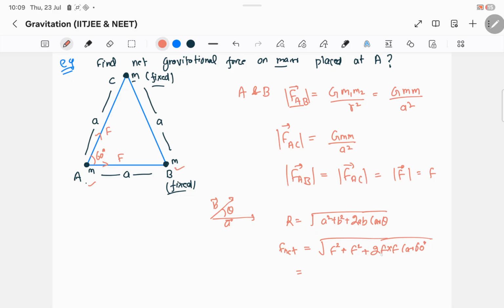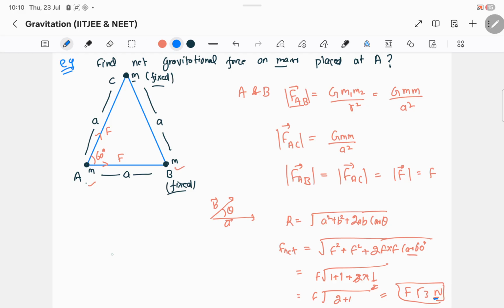Can you take f square common? F square will come out of the root, so it will be f times root of 1 plus 1 plus 2 into cos 60. Cos 60 value is 1 by 2, so it will cancel. So it will be f root of 2 plus 1, meaning it will be f root 3 in Newton. Okay, don't forget units in physics.